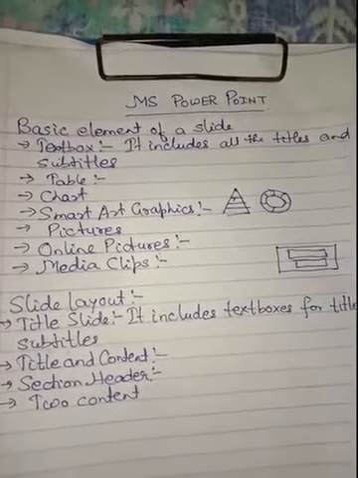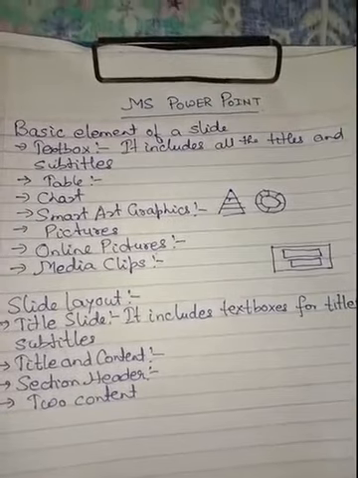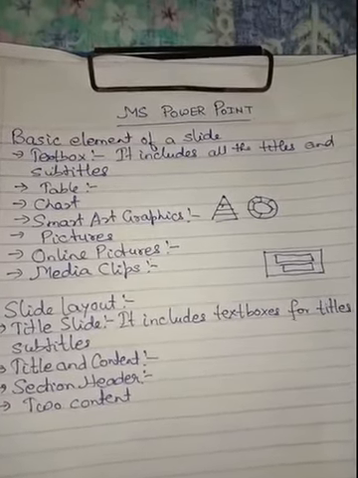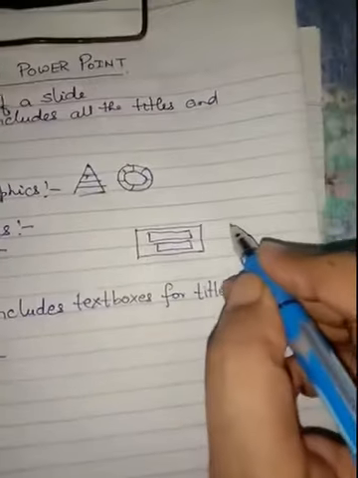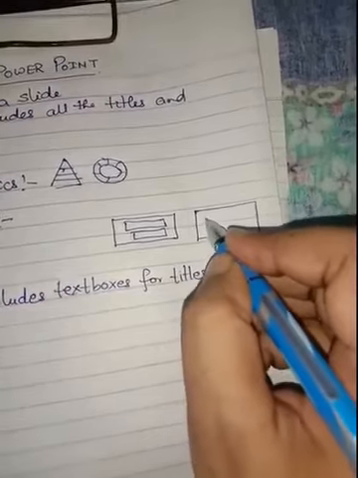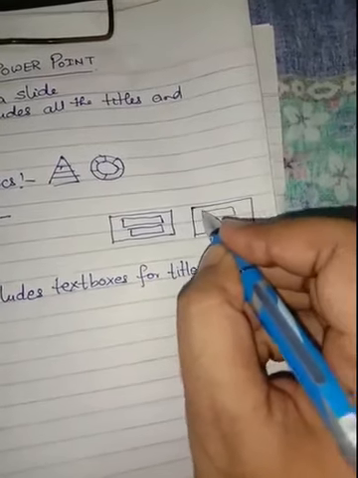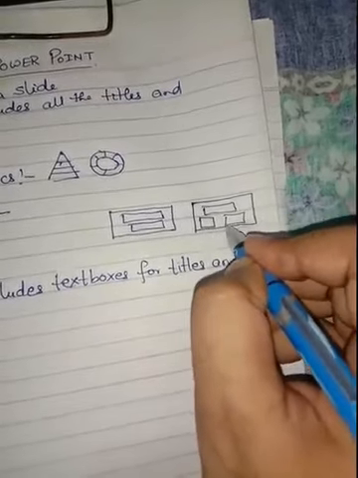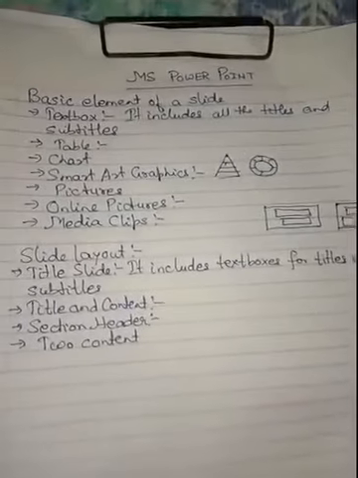So the two content layout generally consist of a title box and two boxes for other elements comprising the component of the slide. Like over here, for example, consider this as a slide over here. So it will consist of a title and then two boxes where we can enter the content.